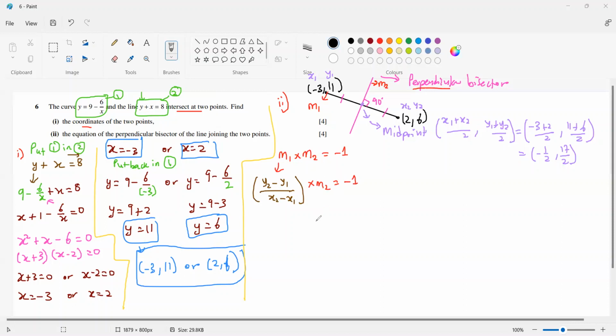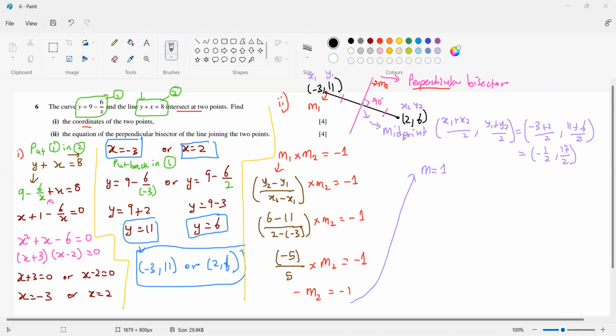I'm writing it straight away so that it's a bit easier to see. The y2 and all that, we substitute as per the values there. So y2 is 6 minus 11 over 2 minus bracket minus 3. Please don't miss that, it's a common mistake sometimes. So this is -5 in the numerator, but the denominator is purely just 5. Please take note of that trick. So this is -1, and M2 times -1 is -1, from which we get the gradient M2 is just 1. Now we know the gradient is 1.